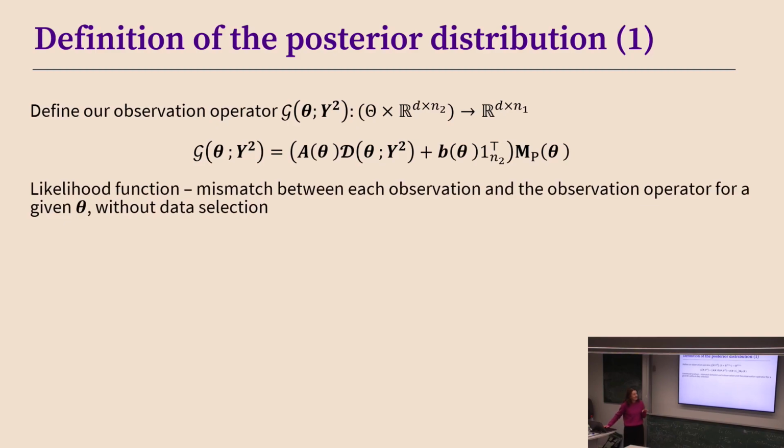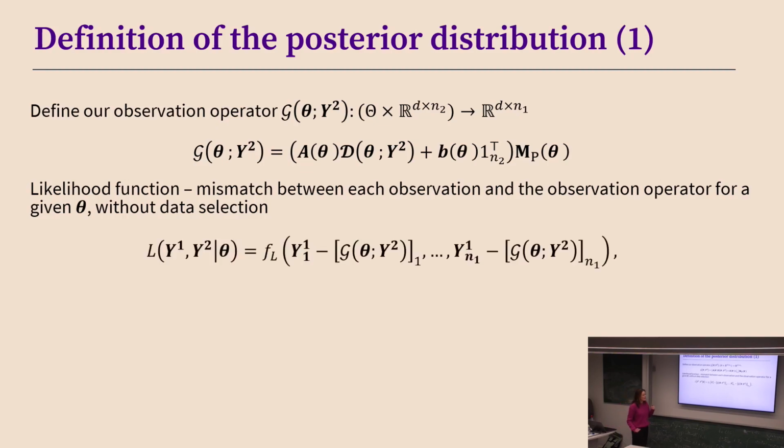We can then define our likelihood as a function of the mismatch between each observation and the observation operator for a given transformation parameter set and permutation matrix. If we do that without data selection, you can see we've just got some generic likelihood function here, and then we define this is our mismatch, and we look at this for each point within Y1. So we're looking at the XYZ coordinates in Y1 of cell 1, and then within our observation operator, the first cell as defined by the permutation matrix after our transformation. And we just look at all of those mismatches.